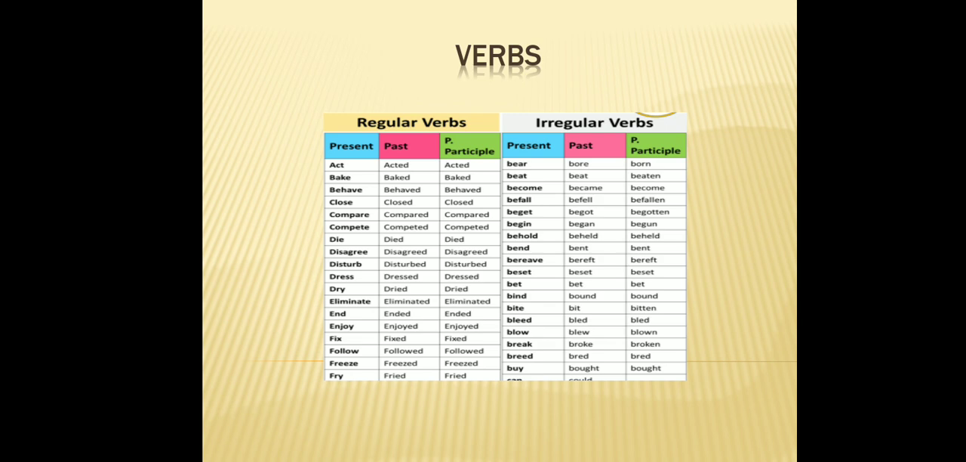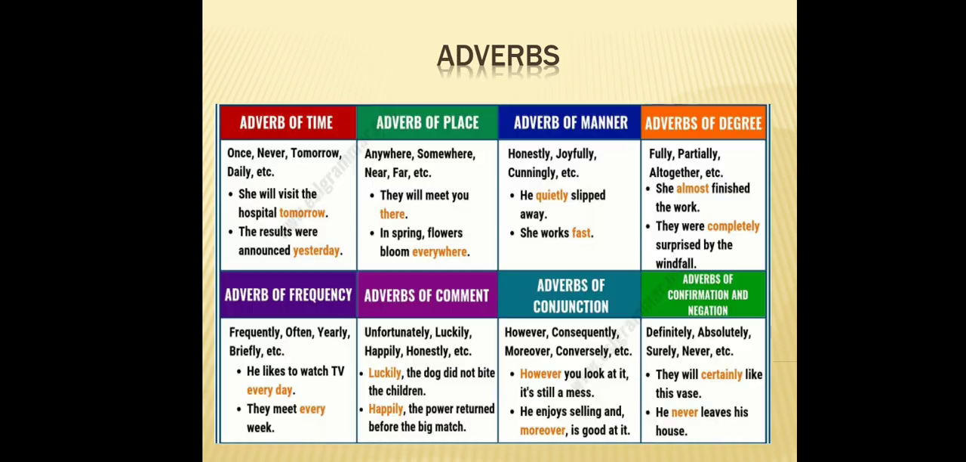Irregular verbs have this name because they change the structure of the word completely. As we can see: bear, bore, born; beat, beat, beaten; become, became, become; befall, befell, befallen; begin, began, begun. The pronunciation and the structure of the word both change. The next one is the adverbs.